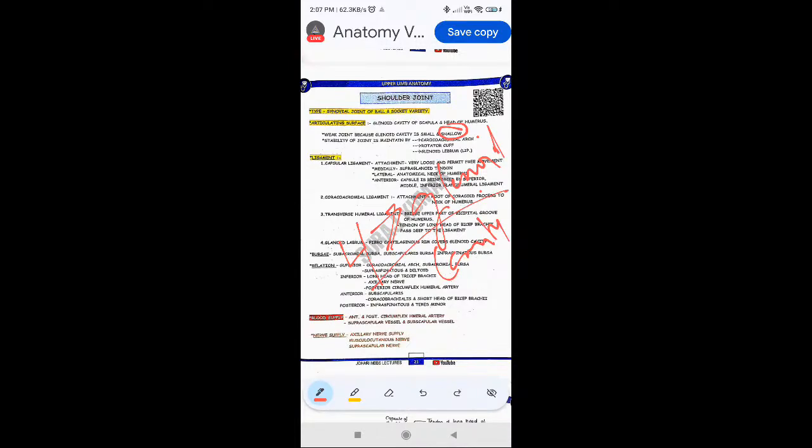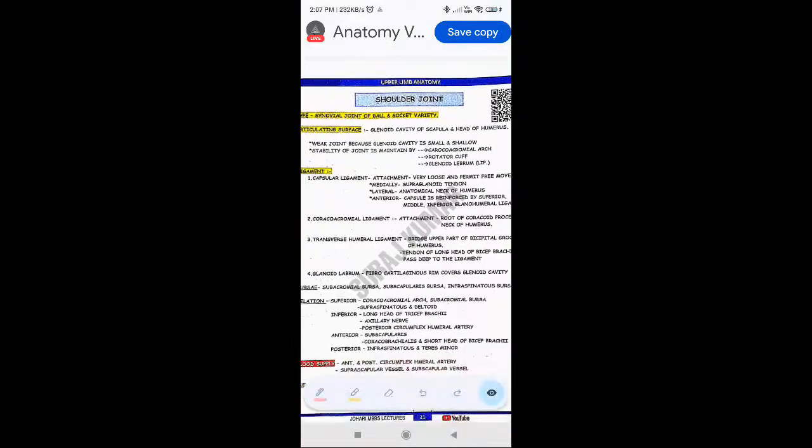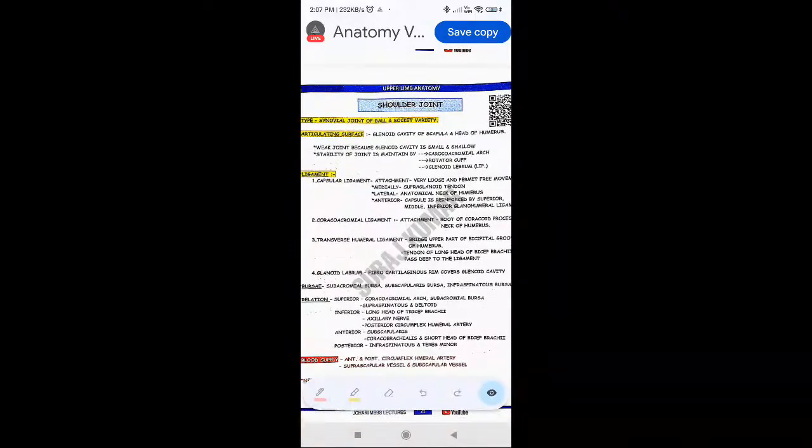So it is 4 times larger. That's why we say the glenoid cavity is shallow and the head of the humerus is 4 times greater than the glenoid cavity of the scapula. This arrangement permits great mobility, but the stability of the joint is compromised. So whenever I ask about the articular surface, you have to say the glenoid cavity of the scapula and the head of the humerus.